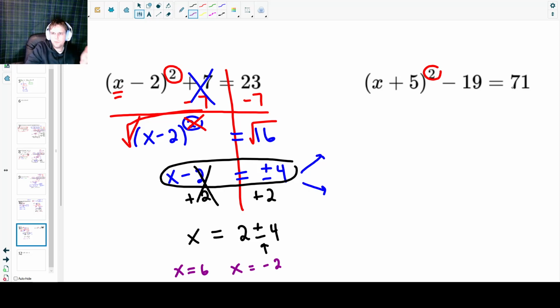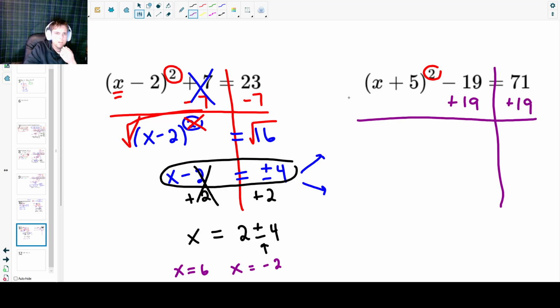Okay, so very similar problem that we're running into here, right? Small differences in it. We have a plus on the inside, not a minus. But it's very similar. I'm going to start off by doing what I did before. Get rid of this minus 19. To get rid of minus 19 means I need to add 19. Okay, by doing so, minus 19 plus 19, that's 0, cancels out. And now we have x plus 5 squared equals 80. Nope, not 80, sorry, 90.